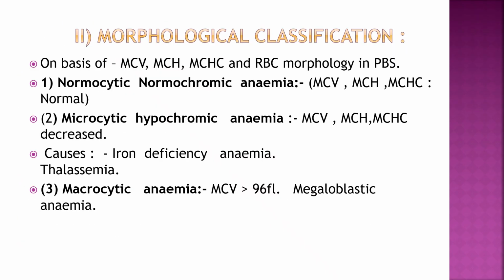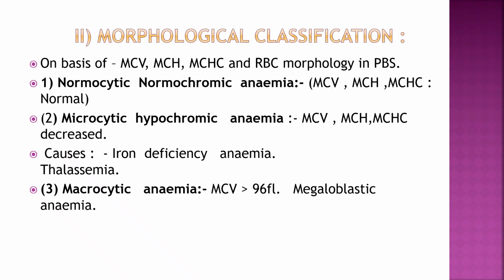The second type of classification is morphological classification. It is based on findings of MCV, MCH, MCHC and RBC morphology in peripheral blood smear. The first type is normocytic normochromic anemia, in which MCV, MCH, MCHC all are normal. Then the second type is microcytic hypochromic anemia.